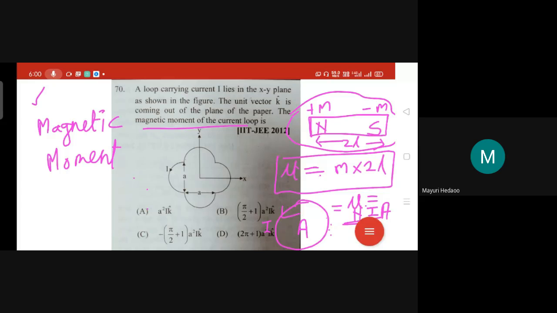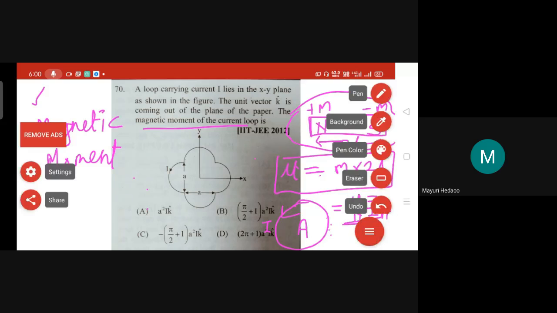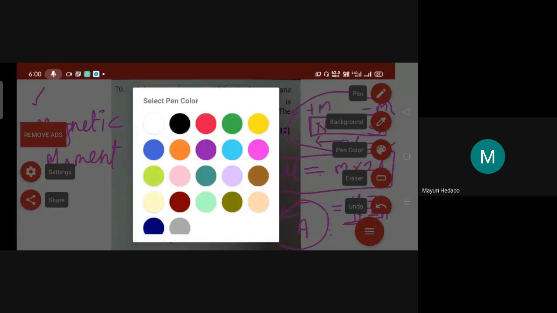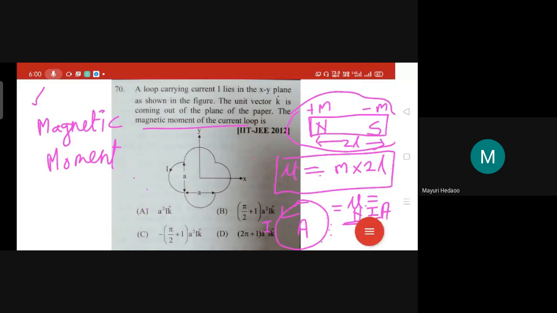So now read this question. What is given is a loop carrying current I lying in the XY plane. So directions are given, XY plane. The unit vector K cap is coming out of the plane of the paper. Find the magnetic moment of the current loop. Loop ka ye shape hai. You have to find out the magnetic moment of this current carrying loop.